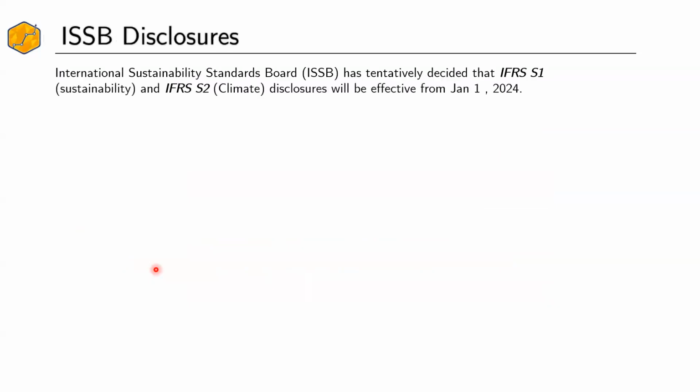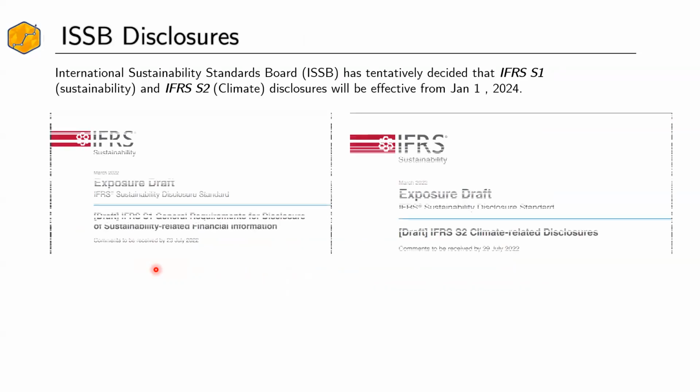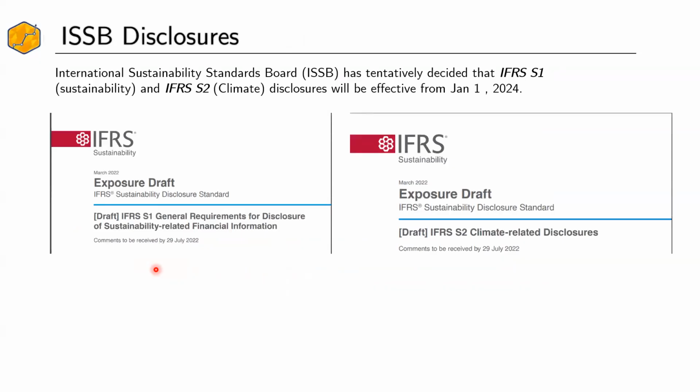Okay. Coming to disclosures, we'll talk in detail about this. So the ISSB, which is the International Sustainability Standards Board, is part of IFRS. They have come up with two exposure drafts, one related to sustainability, called IFRS S1. The other one is called IFRS S2. S1 is for sustainability and S2 is for climate related disclosures.